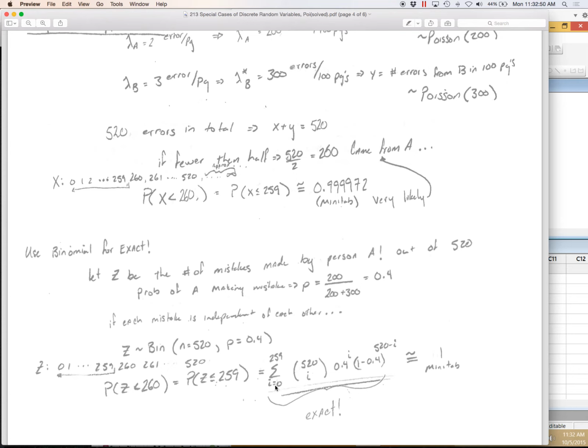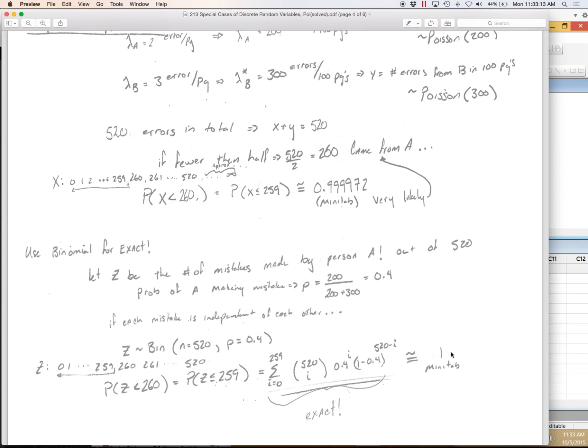Here I'll let i be an index. It'll start from 0, so originally I'll plug in 0 where i is, and then I will add to it where I plug in 1 wherever i is. And then I'll go to 2 wherever i is. All the way up from 0 to 259 with the summation notation. This is how to write the exact formula.